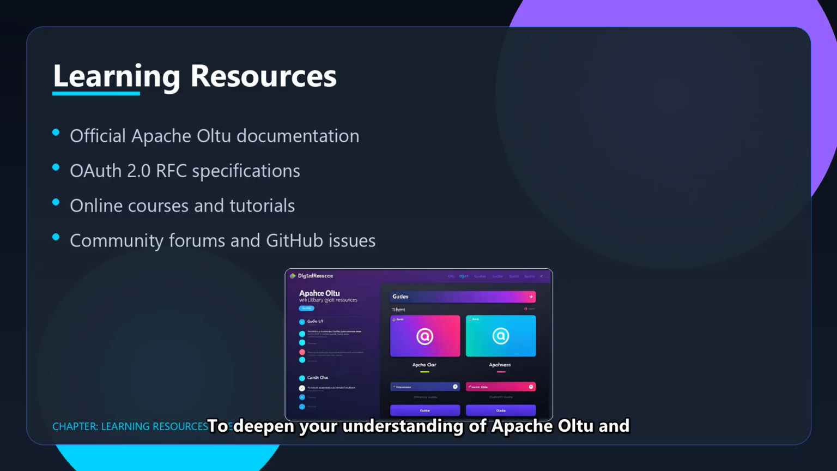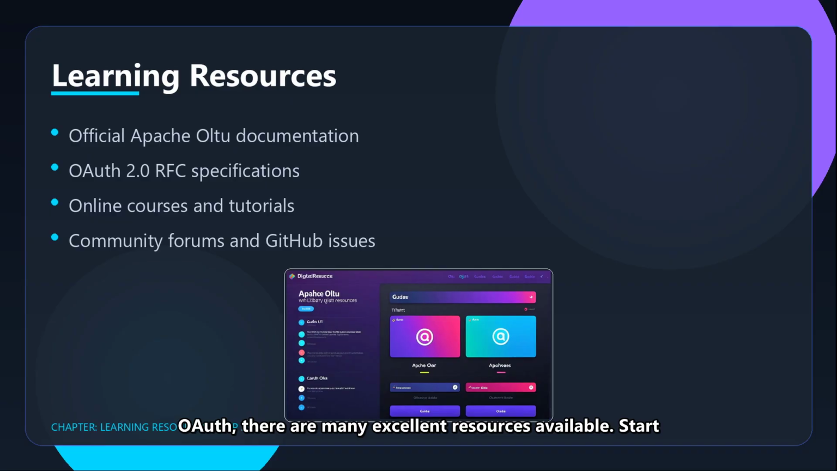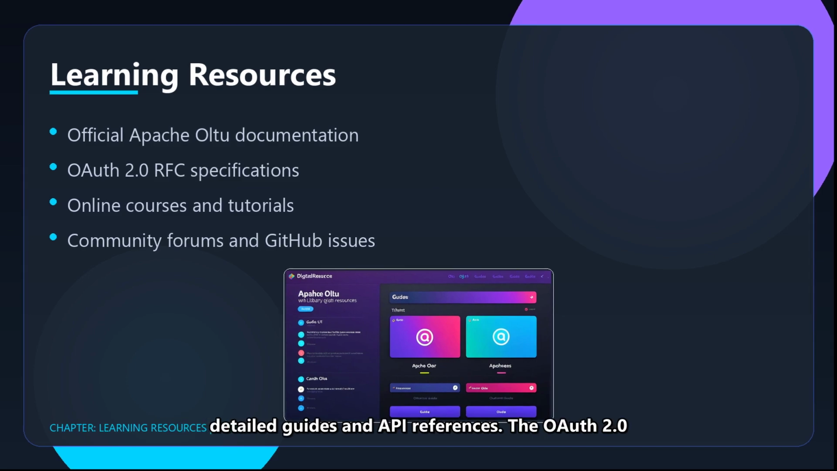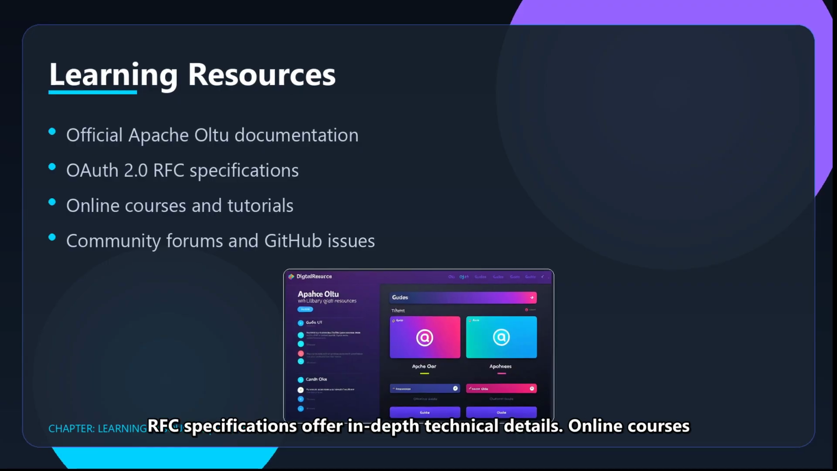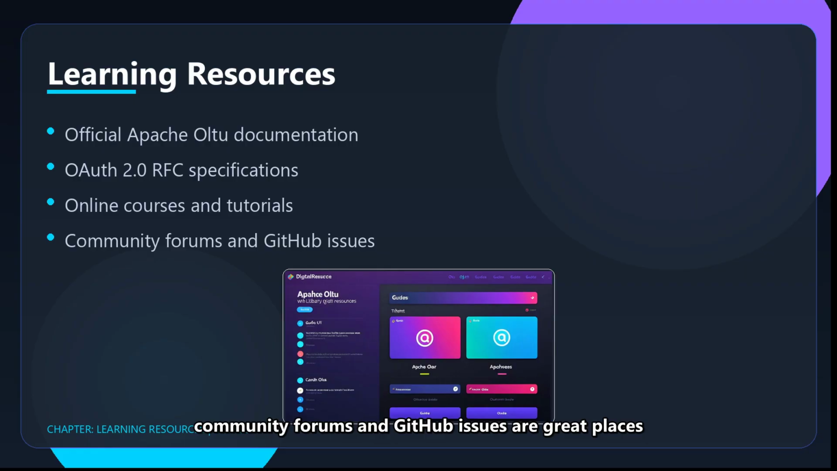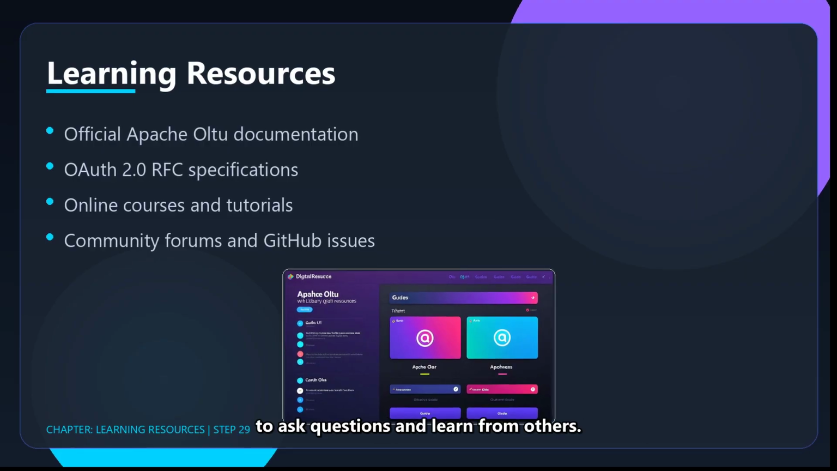To deepen your understanding of Apache Oltu and OAuth, there are many excellent resources available. Start with the official Apache Oltu documentation, which provides detailed guides and API references. The OAuth 2 RFC specifications offer in-depth technical details. Online courses and tutorials can provide hands-on learning experiences, while community forums and GitHub issues are great places to ask questions and learn from others.